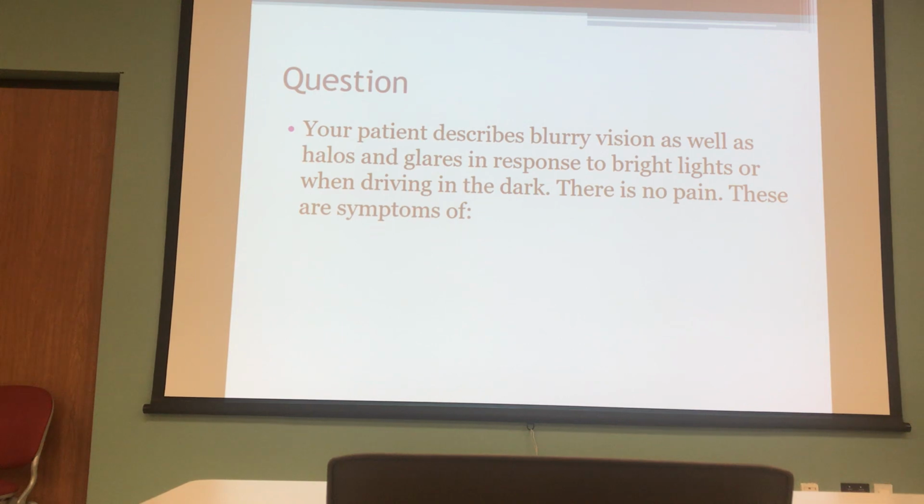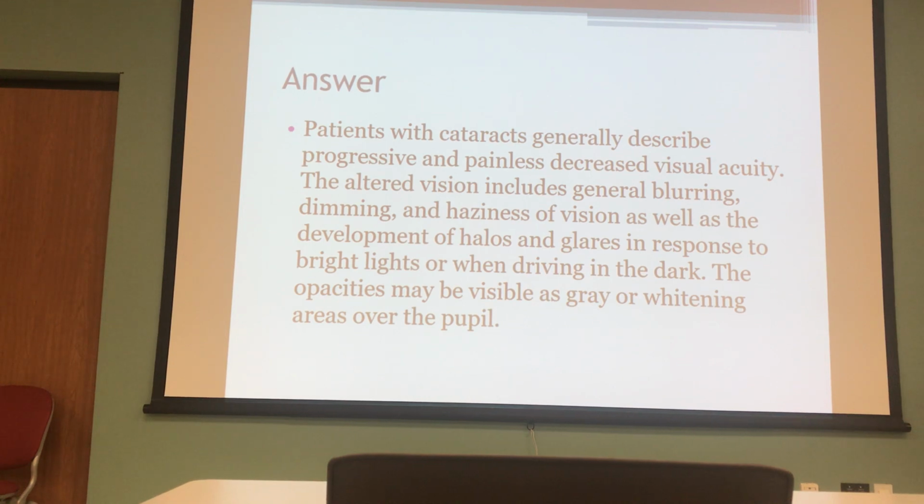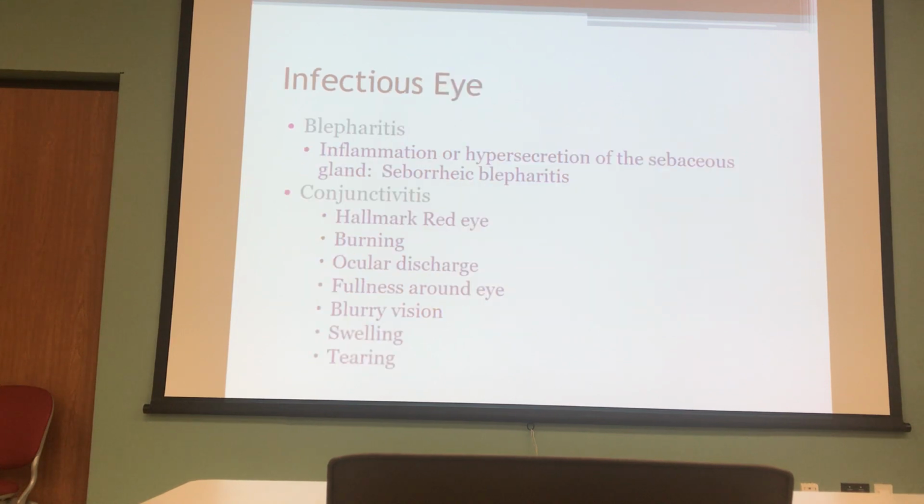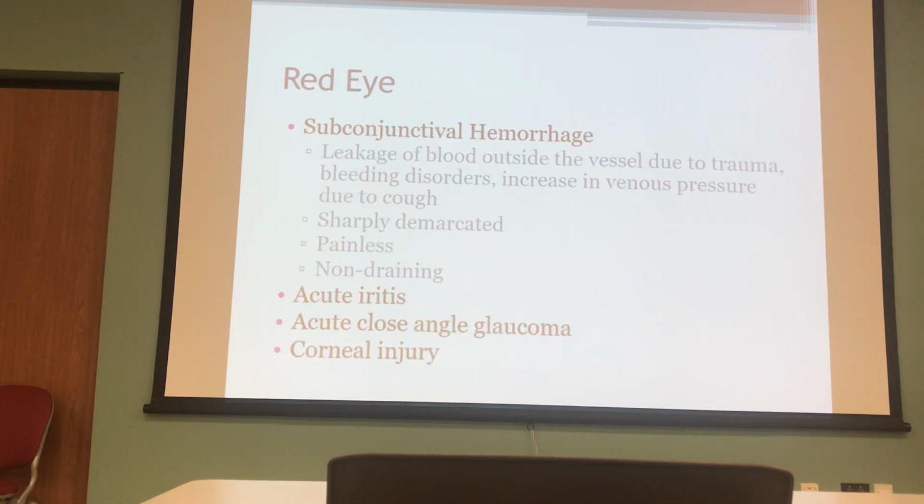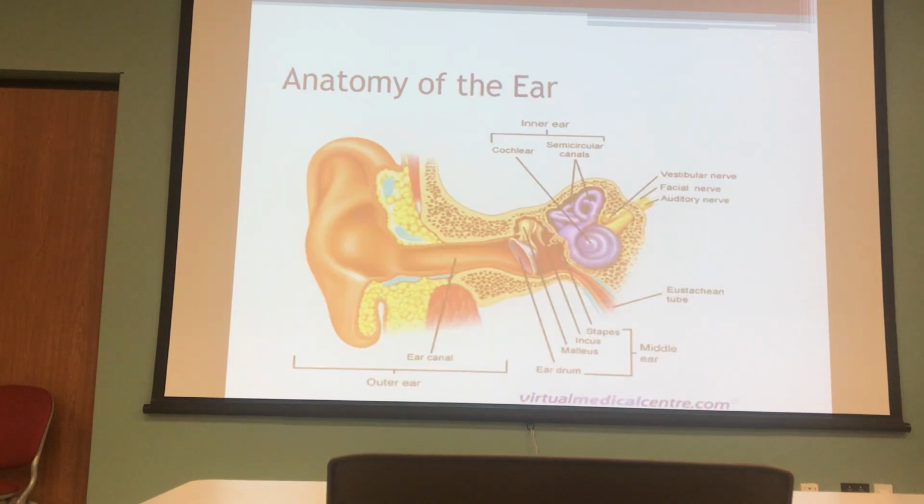Your patient describes blurred vision as well as halos and glares, in response to bright lights, or when driving in the dark. There's no pain. This is a cataract. Okay? You're assessing, you're going to ask these kind of questions. Blurring vision, halos, can't see in the dark. Okay. Blepharitis, conjunctivitis, we talked about already. Subconjunctival hemorrhage, we talked about already.